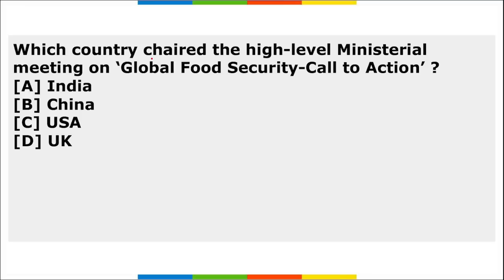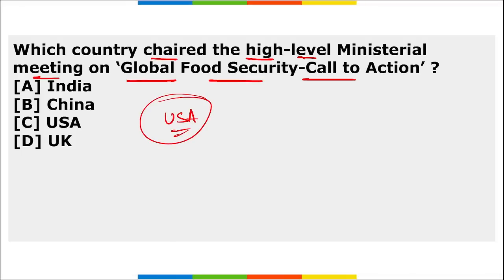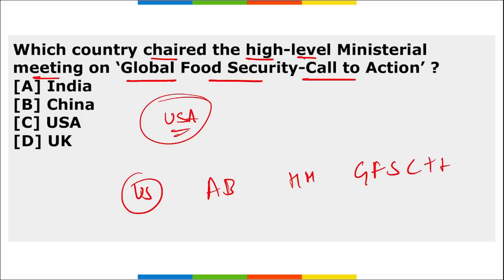Then if I ask you a question, which country has chaired the high-level ministerial meeting on global food security call to action? It was chaired by United States of America. Recently, US Secretary of State Antony Blinken chaired the high-level ministerial meeting on the global food security call to action, and it was in New York. You should remember this also. Where was this? In New York.